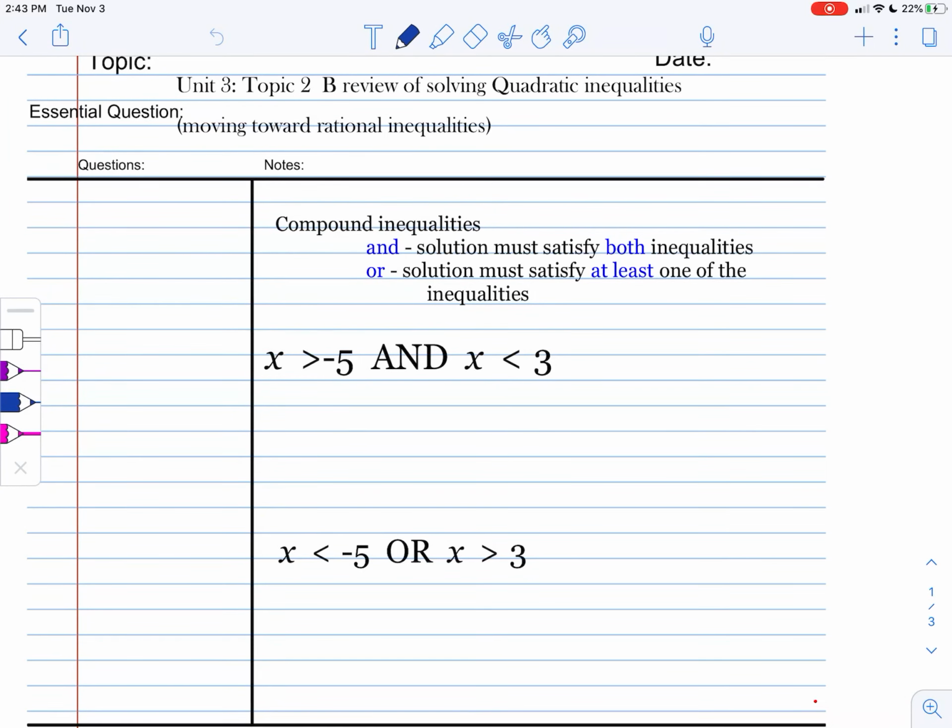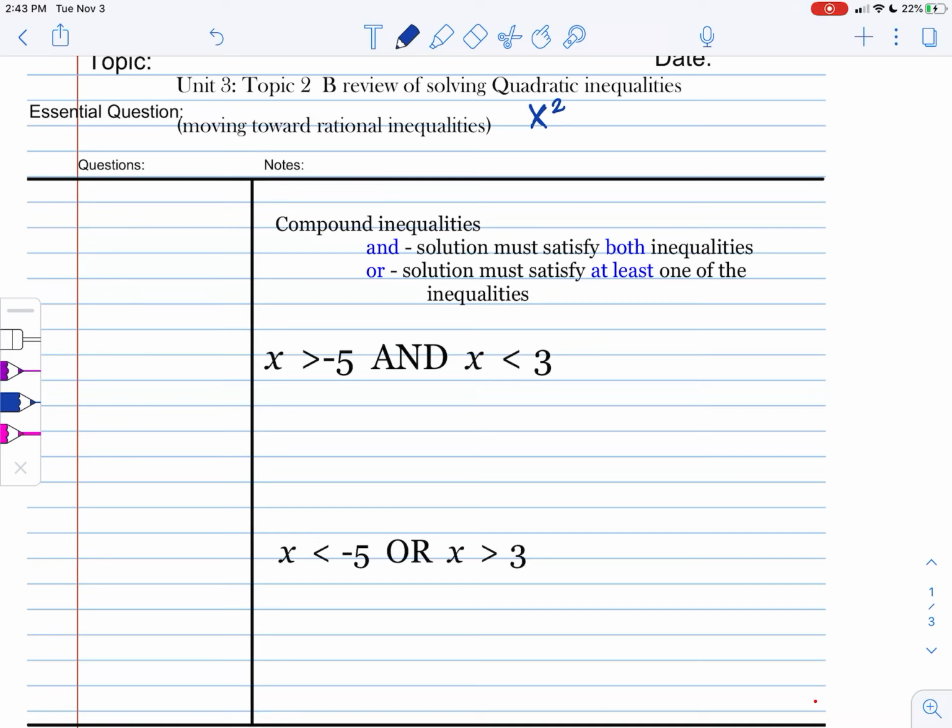All right, so we're back with our next subtopic of topic 2, where we are moving towards those rational inequalities, and we're going to start with quadratic. Pretty soon we're going to get to those that have more than just 2 zeros, but right now we just have these 2 zeros. But we need to solidify our knowledge on compound inequalities.